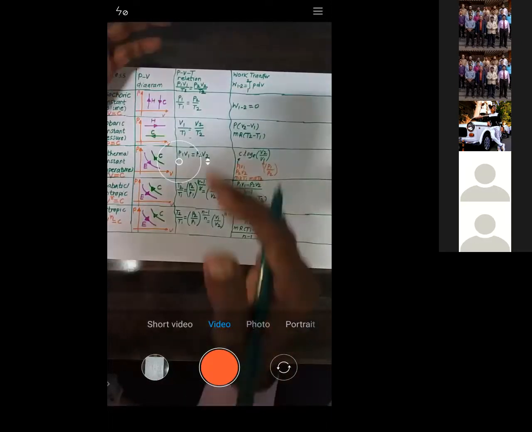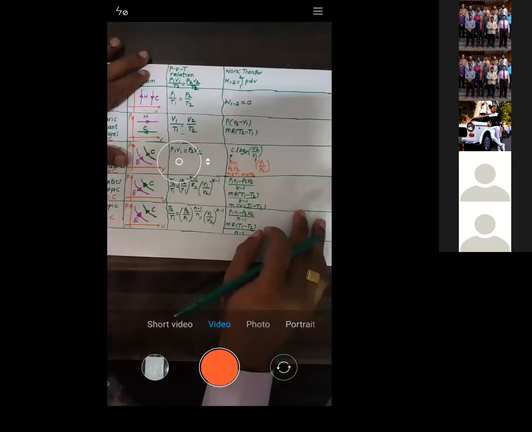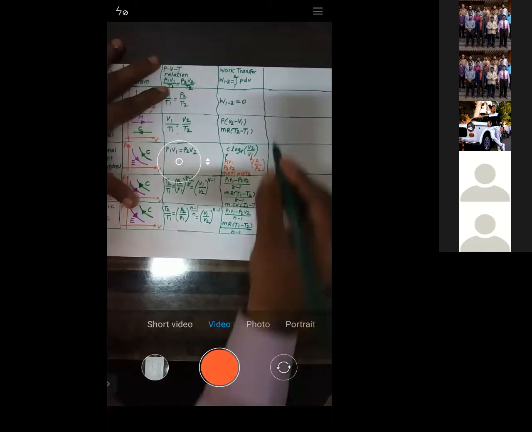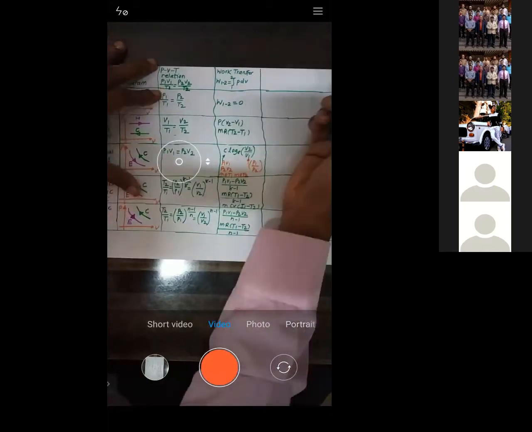So this is all about work transfer. Now let us calculate the heat transfer.